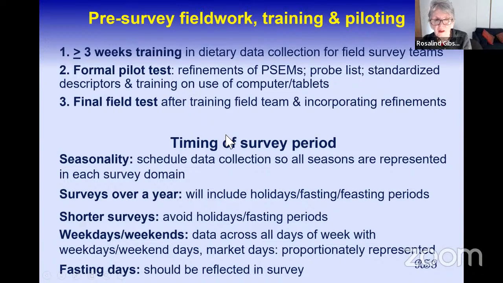The timing of your survey period must consider seasonality. Surveys over a year will include holidays, fasting, feasting periods, and seasons. If you're only interested in a shorter survey, then you may avoid holidays and fasting periods. In all cases, you should include weekend days and weekdays. And fasting days should be reflected in your survey if you're doing it over a long period.